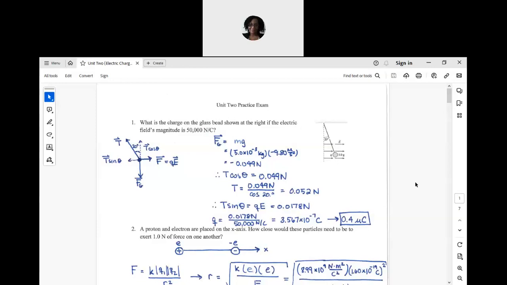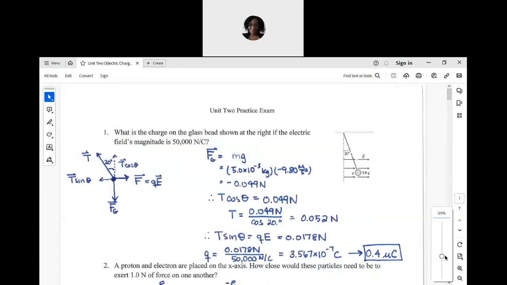You have a glass bead with a given mass, it's 5 grams. It is subject to an electric field that is oriented toward the right. We can see that this bead is on a string that's connected to the ceiling and it's deviated 20 degrees from the vertical. So the electric field strength being given, that's 50,000 newtons per coulomb, we can ultimately figure out how much charge had to exist on the bead. So let's look at the free body diagram.